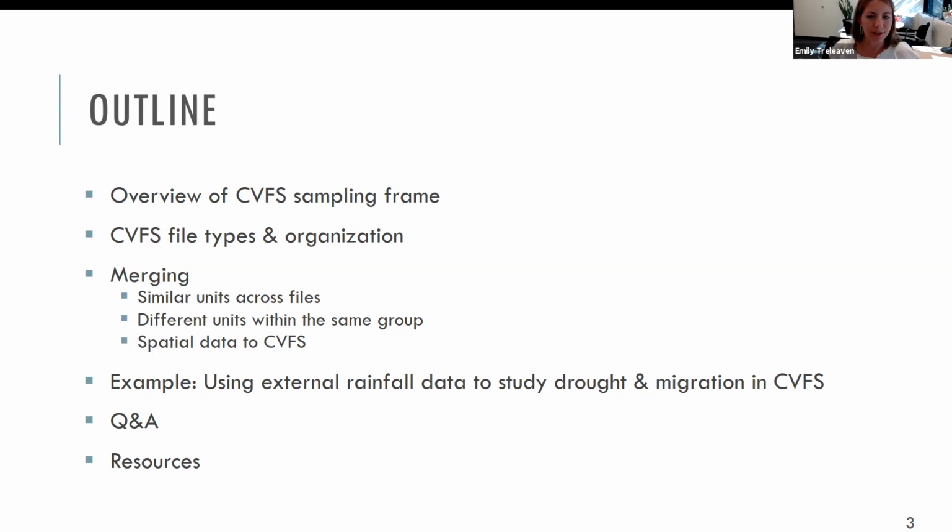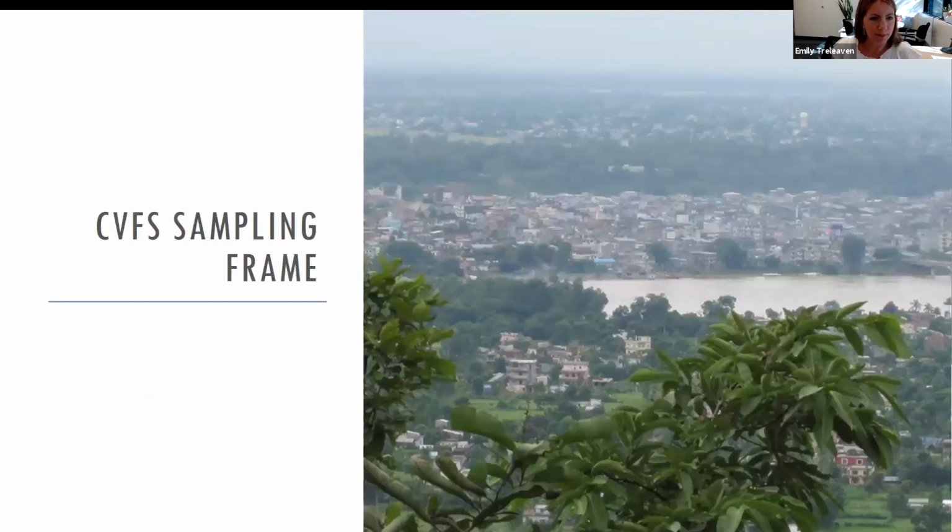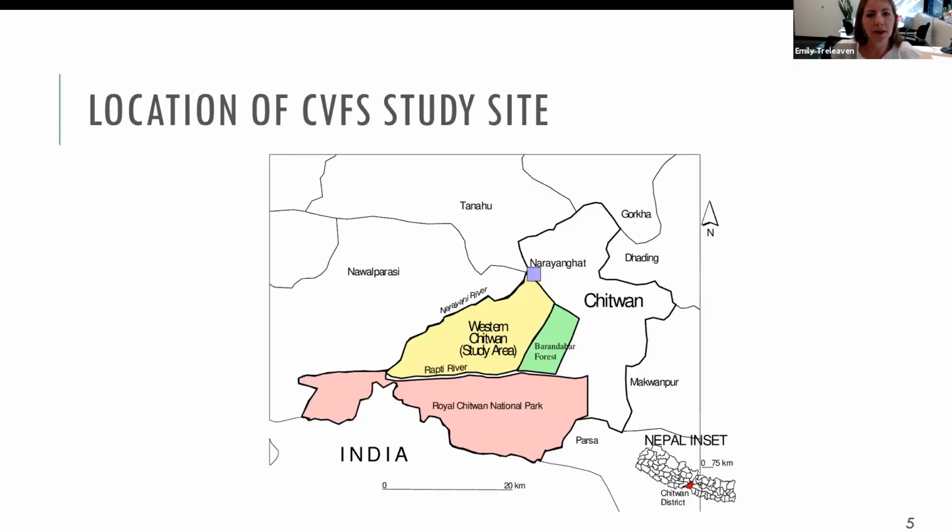And then I also wanted to note what we're not covering, which is how to carry out merges in various programs like STATA or R. But I did include some resources on merging in STATA, R, and SAS at the end. So we'll start with the sampling frame for CVFS.